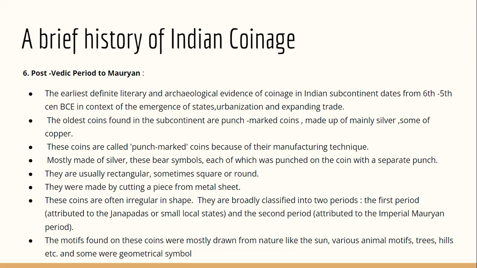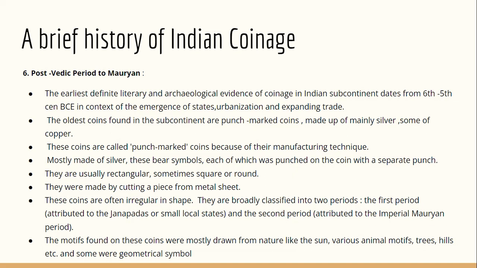Usually the coins are of irregular shape. We do not find a proper regular shape, even if you find the rectangular shape, it is cut from one corner, so it is irregular in shape. And this period is classified into two phases. The first one is attributed to the Mahajanpads, and the second one is attributed to the Mauryan period. So the punch mark coins started from the post-Vedic period, that is from the Mahajanpad period. They continued up to the Mauryan period.